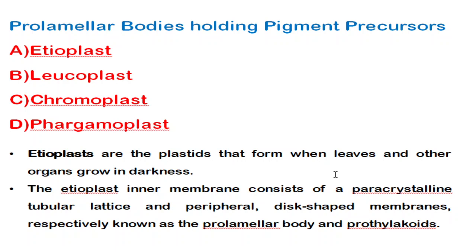So they have a pro-pigment containing material. Once the plant grows well, this etioplast will be converted into chloroplast, which will be holding chlorophyll pigment. This etioplast doesn't have chlorophyll pigment, but they have a few precursor molecules for providing pigment for the plant.